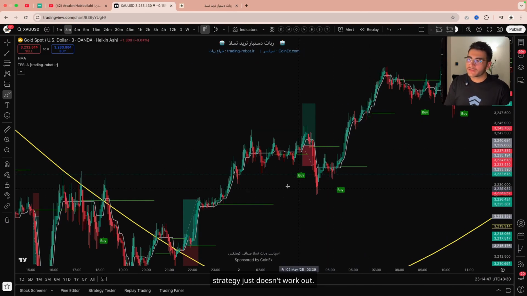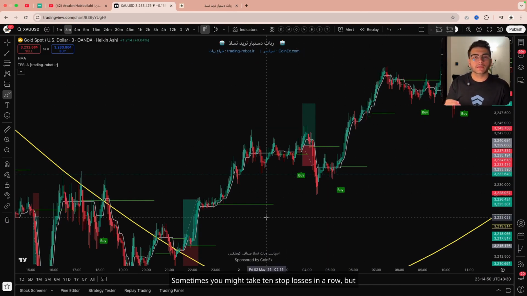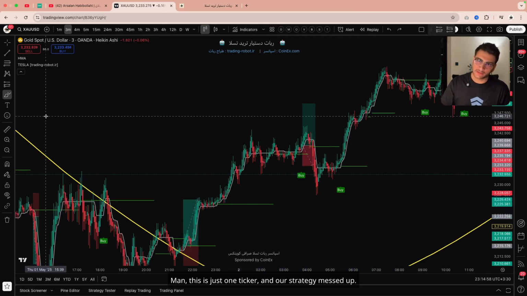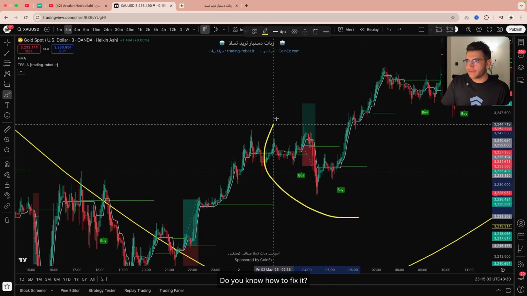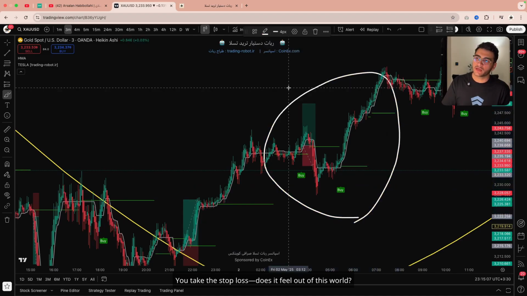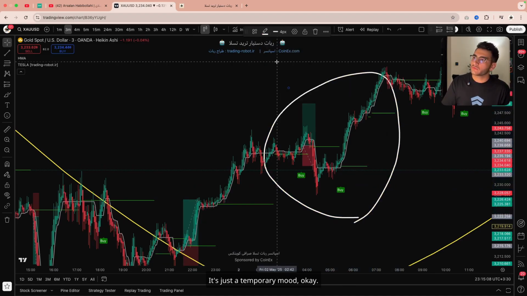Sometimes your strategy just doesn't work out. Sometimes you might take 10 stop losses in a row, but you endure it, you keep a strong mindset and move forward, and then you recover the rest. Man, this is just one ticker, and our strategy messed up. Do you know how to fix it? Can you fix it or not? You take the stop loss. Does it feel out of this world? It's just a temporary mood, okay?